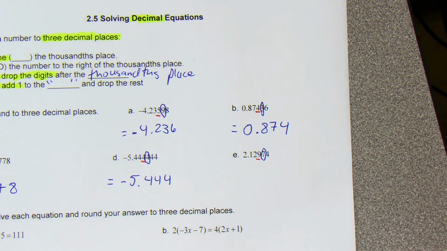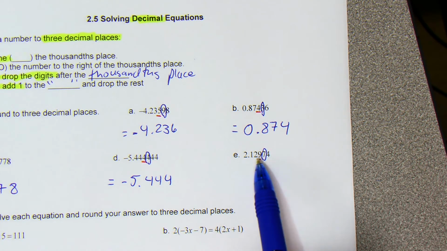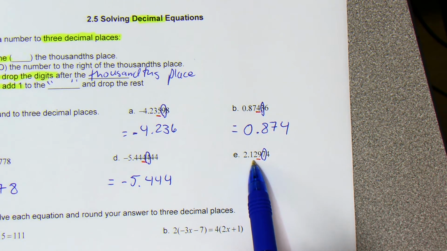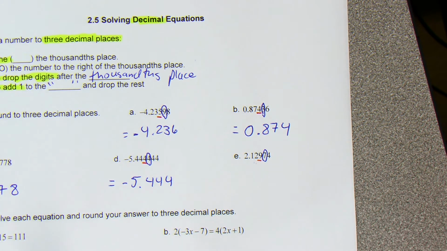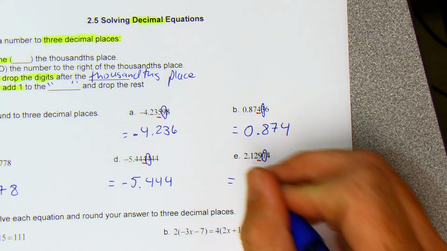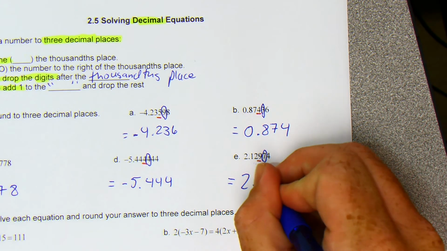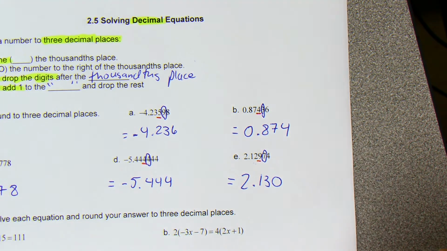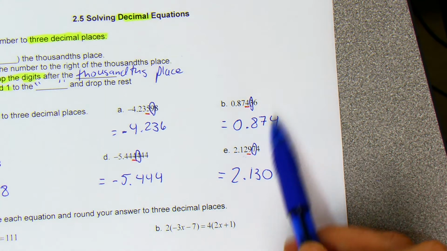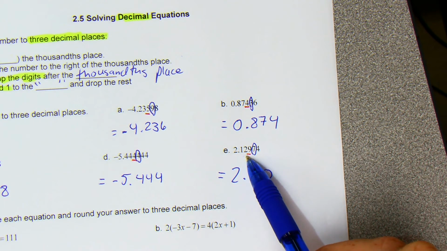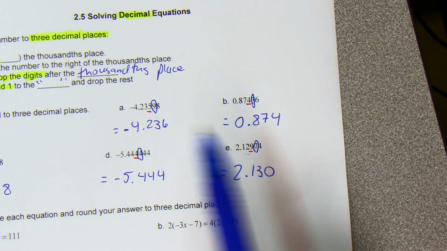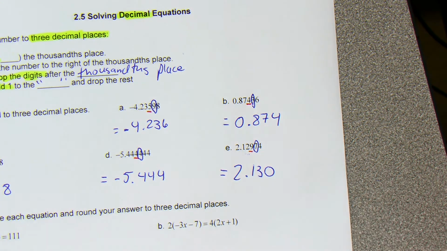thousandths place there. But when I add 1, what's going to happen is 9 plus 1 is 10, right? And I can't have a 10 there. So what I really will do is add 1 to my hundredths place and add a 0, because 29 plus 1 would be 30. So we're going to round that to 2.130. Okay, so this is now 2.130. And that's how we round to the nearest thousandths place if our thousandths number is 9, because we always have to round up. So instead of 129, we now have 130.